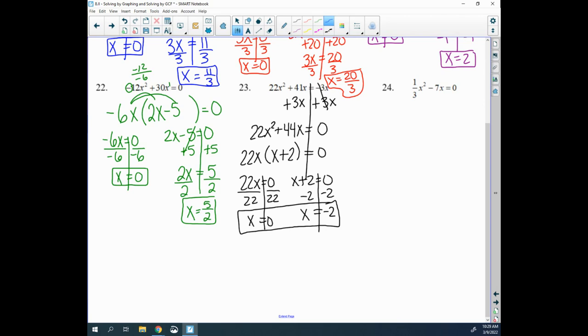All right, 24 is a little bit different because you have that fraction in front. And I'm going to show you two ways to approach it. I probably would not try to find the GCF of 1/3 and 7. That can get a little bit tricky. So instead, let's just focus on the x.